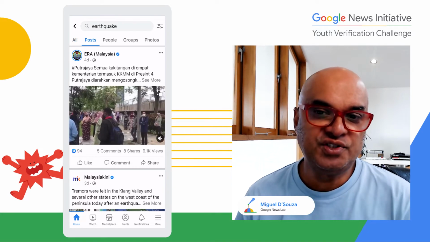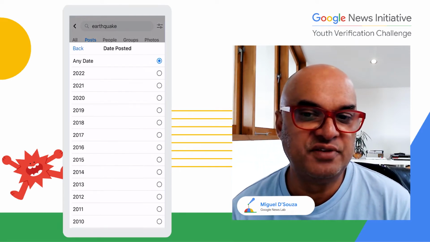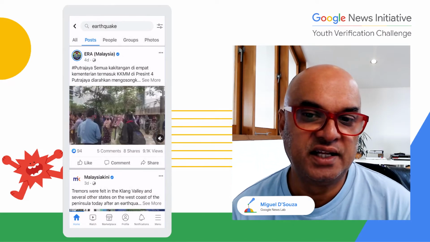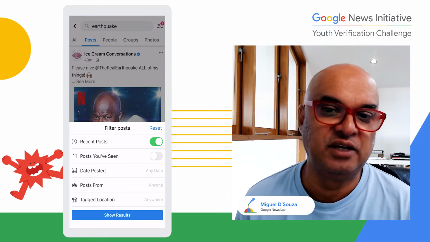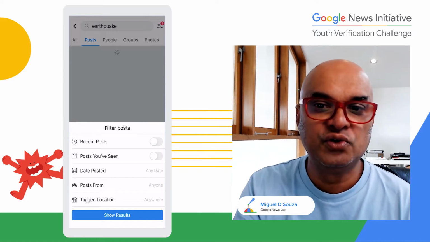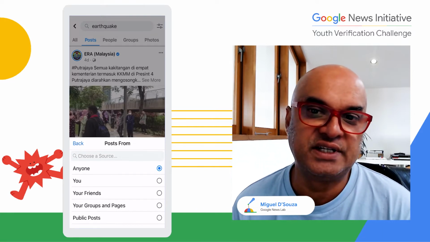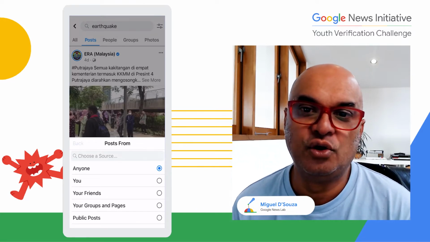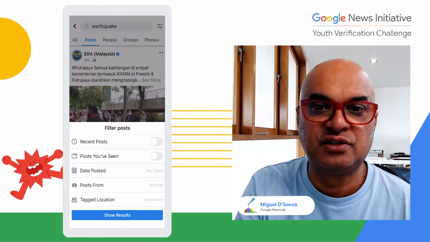Now, when I tap on date posted, however, I can find that I can only narrow posts down by a year, not a specific month or date. I can select recent posts if I want to see in real time posts that contain the keyword I searched for. I can also select posts from if I wish to narrow it down to someone I know or a group or a page I follow. I can also search by location.